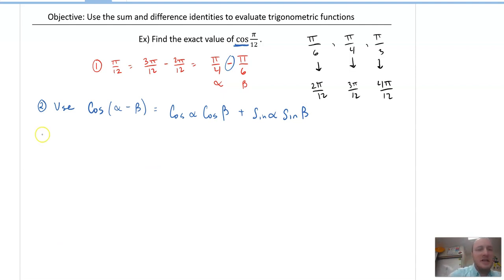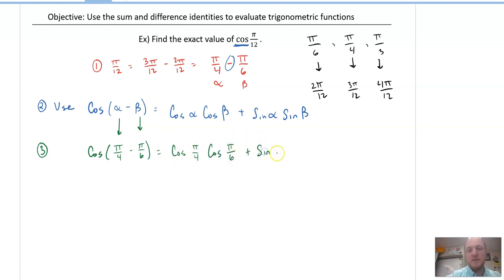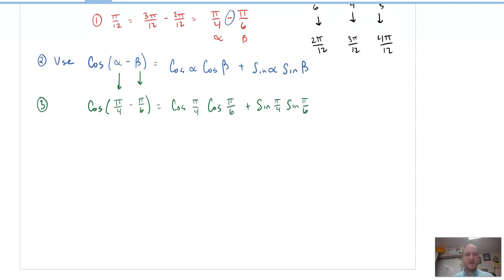All right, so the next stage, I'm going to go ahead and substitute. My alpha is going to be pi over 4, so cosine of pi fourths minus beta, which is pi sixths. Everywhere where it's alpha, I'm going to put in pi fourths, so cosine of pi fourths times cosine of pi sixths plus sine of pi fourths times sine of pi sixths. And there is my difference identity.